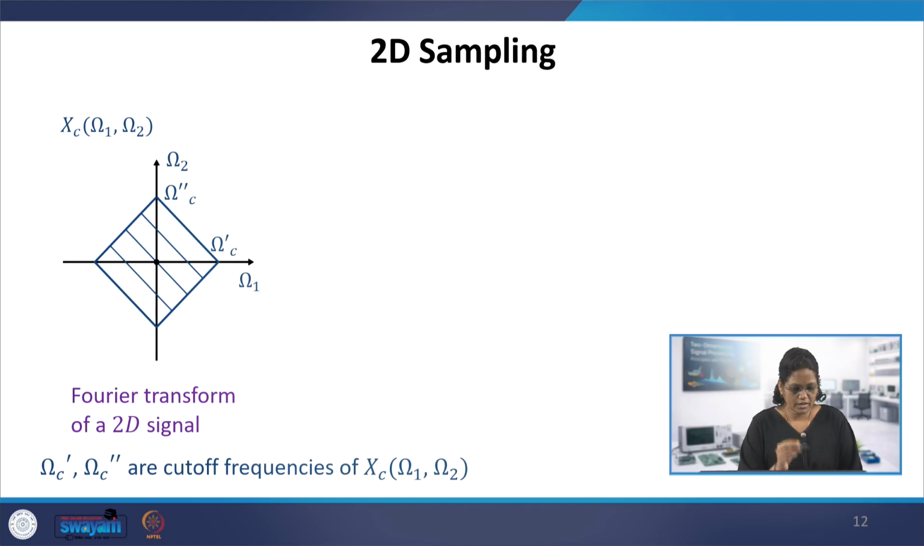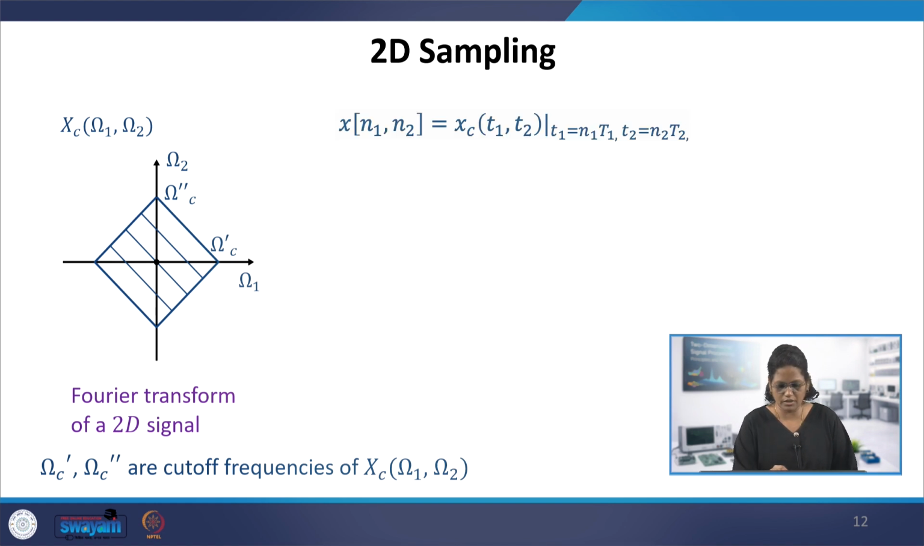So let's take a 2D sequence x of n1 comma n2, where these samples are obtained from a continuous-time sequence xc of t1 comma t2, and t1 is replaced with n1 T1 and t2 is replaced with n2 T2. If you just replace this, that's nothing but the sampling at n1 T1 and n2 T2. So we get this 2D sequence.